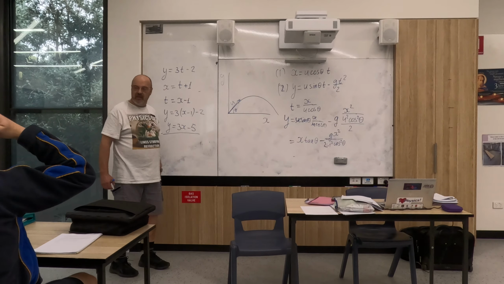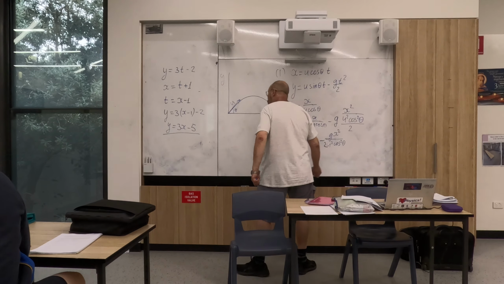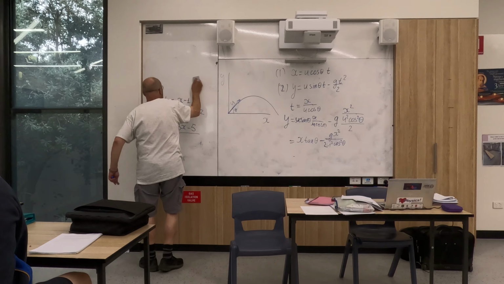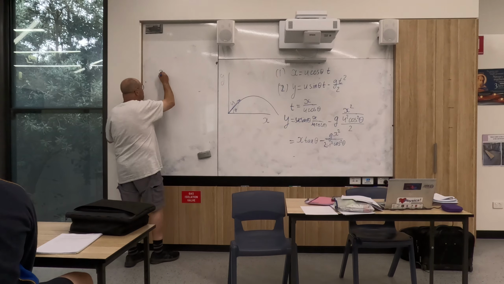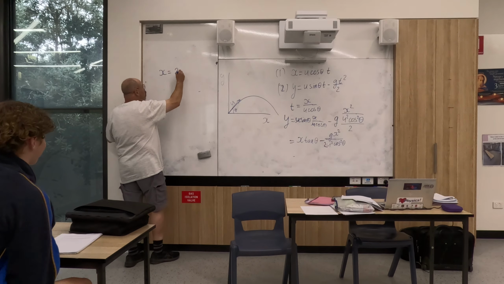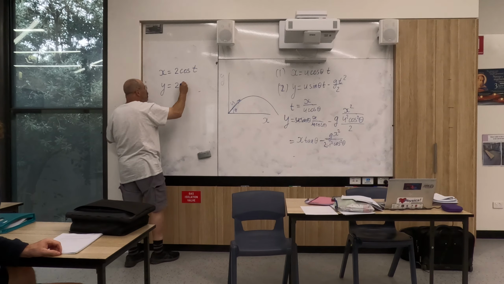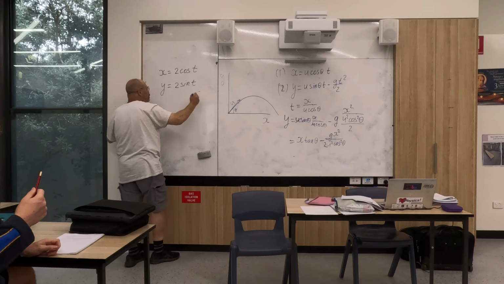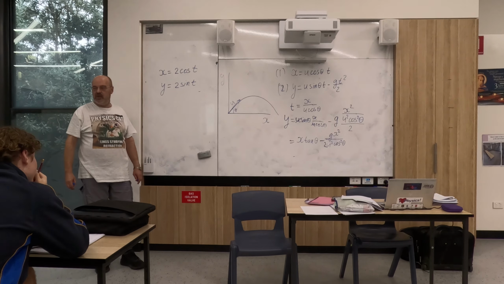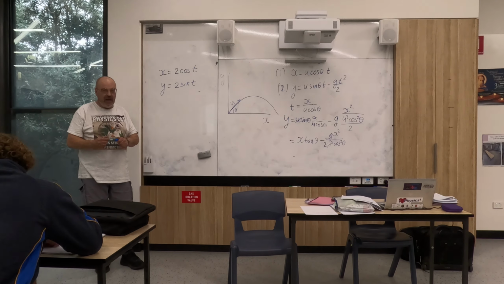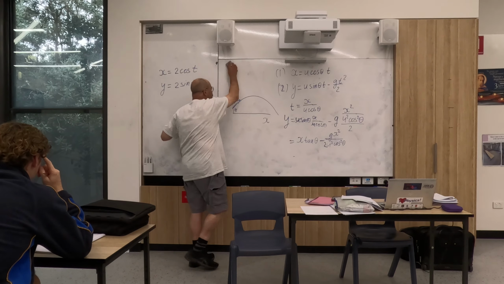Now let's consider some more examples which are more related to trigonometry itself. So if we have, for example, x equals 2 cos t, y equal 2 sin t. How will we find the Cartesian equation? How can we relate x and y? Find the equation.